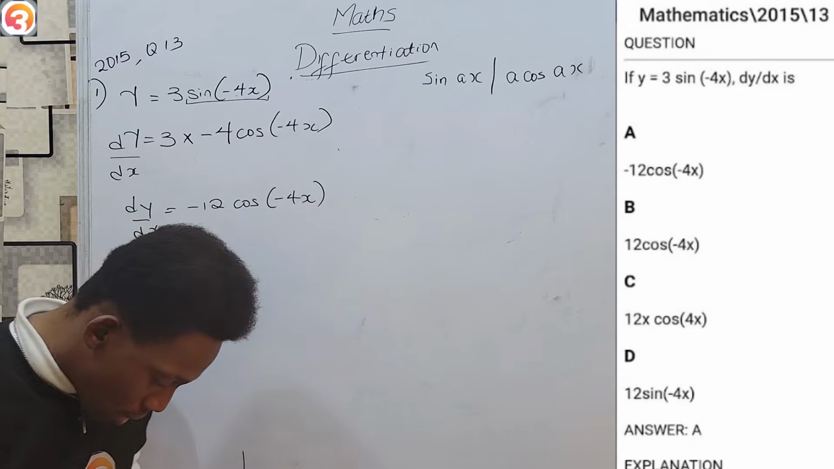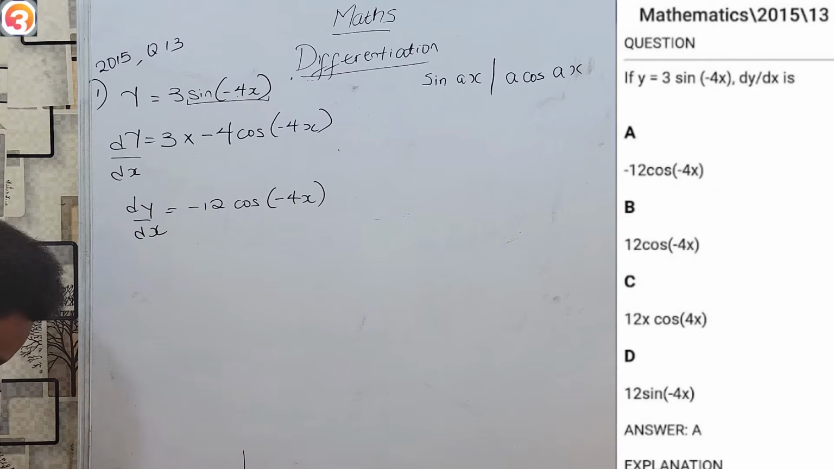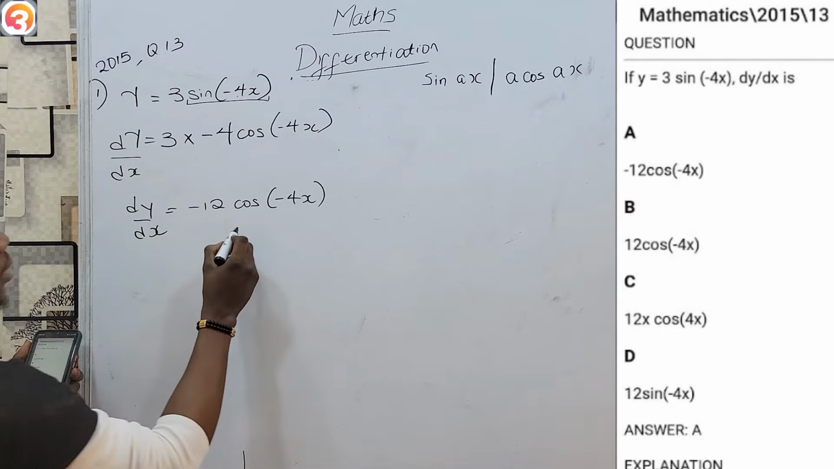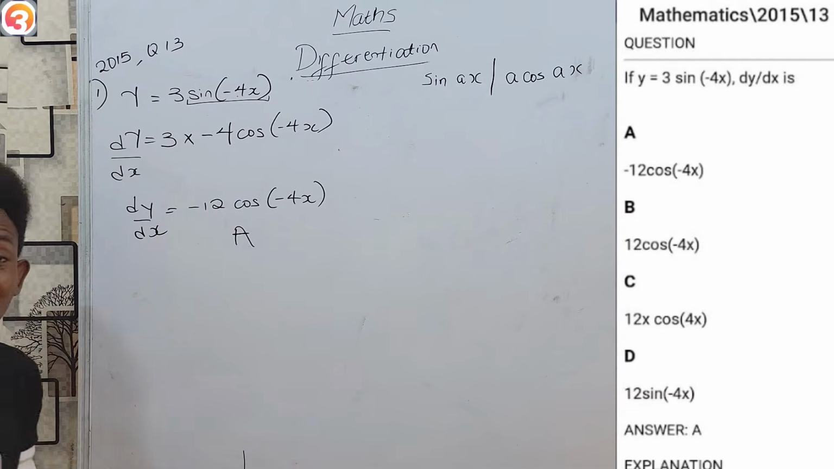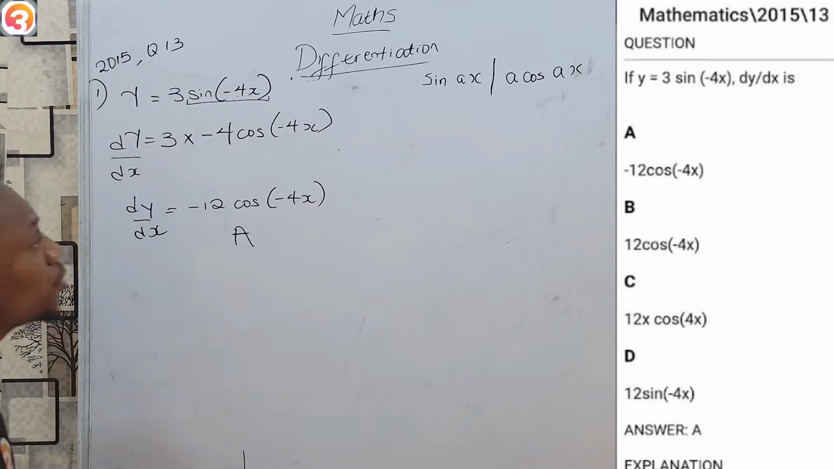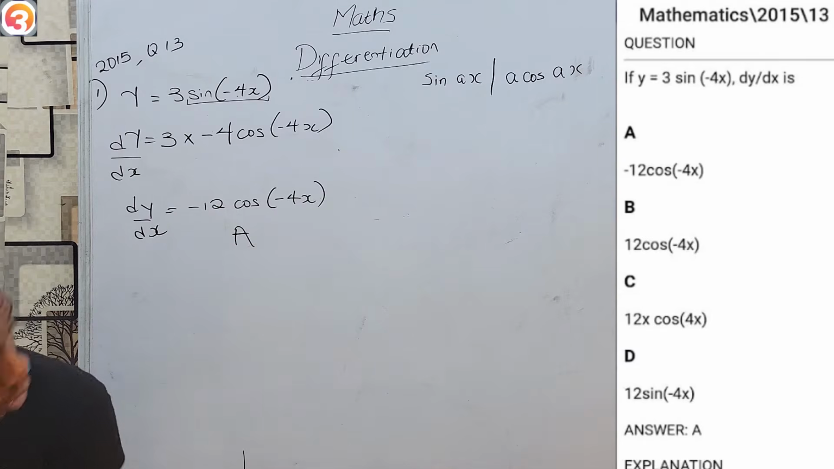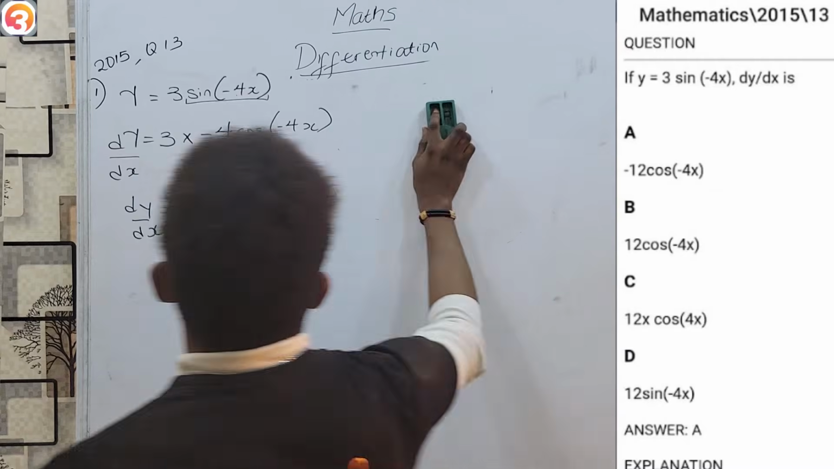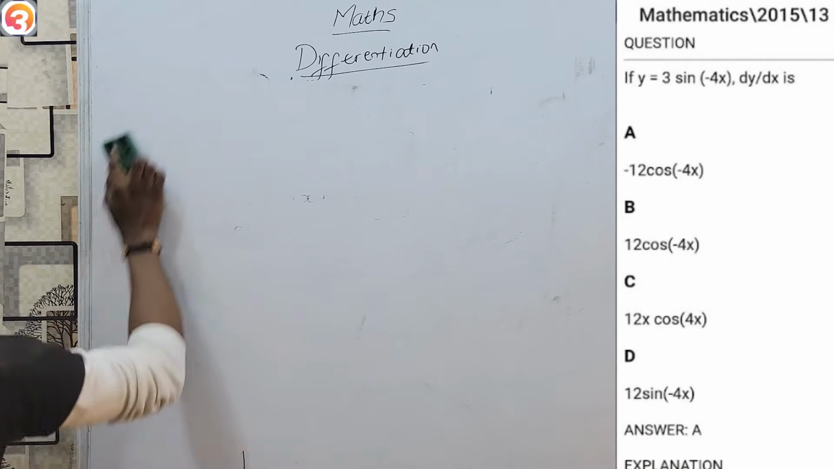Opening my question back and checking my options, so I think I closed my question previously. Yes, okay. Checking my options, that is option A. So you see, differentiating is very, very easy. This is a basic question in differentiation. So I hope this is understood. Just know your standard derivatives and you will know how to start your solving and how to finish it.